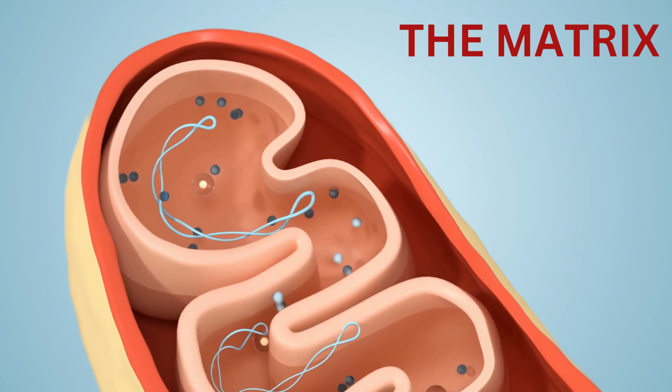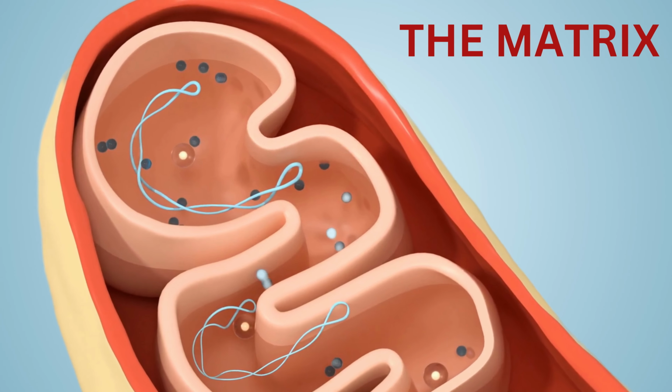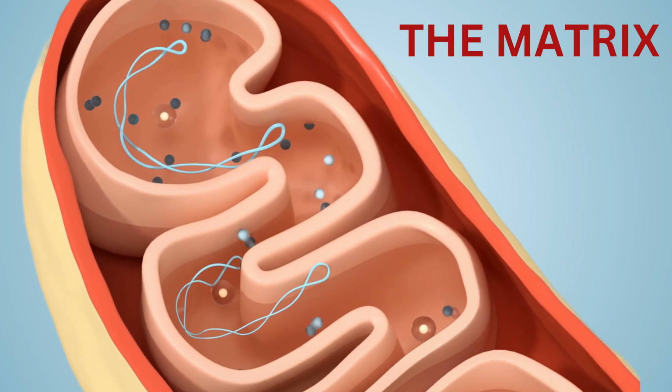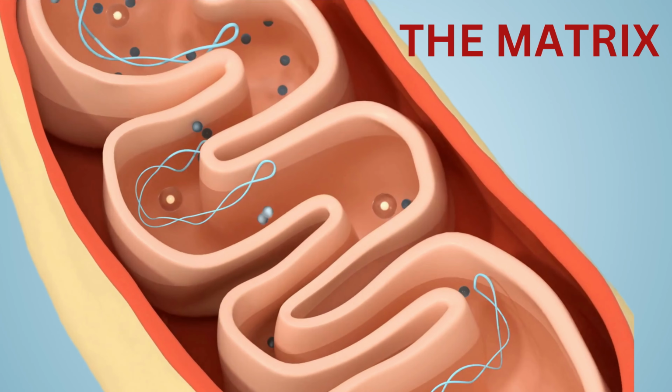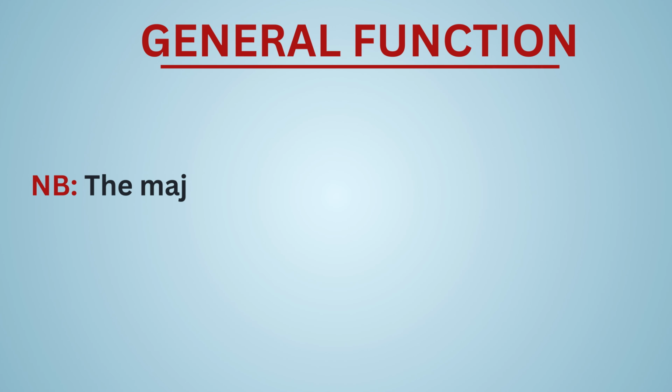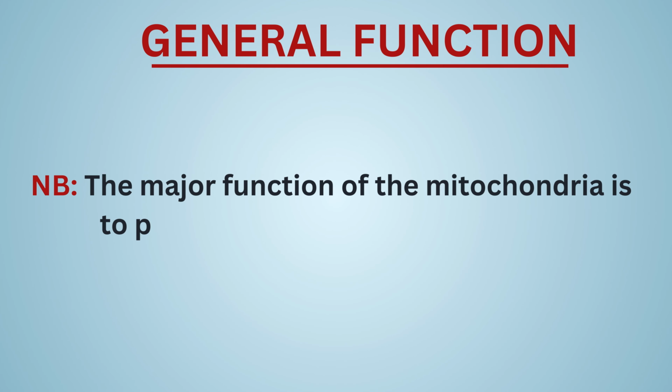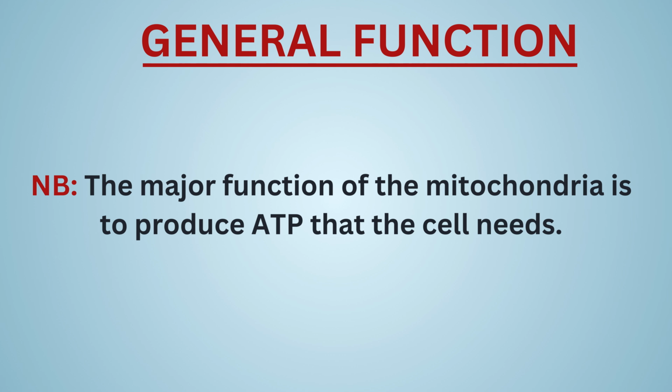Additionally, it contains essential components such as mitochondrial DNA, mitochondrial ribosomes, transfer RNAs, and other enzymes required for gene expression. Note that the primary function of the mitochondria is to produce ATP for the cell.